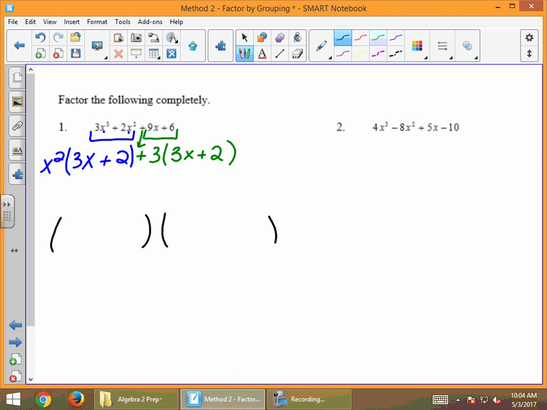So now make your 2 parentheses to fill in. You notice both of these terms have a 3x plus 2, so that's kind of acting as our GCF. And we're going to take that out. How I like to think of it is the repeating parenthesis, you just write once. And then the GCFs, you're going to write in the other. And you're done.